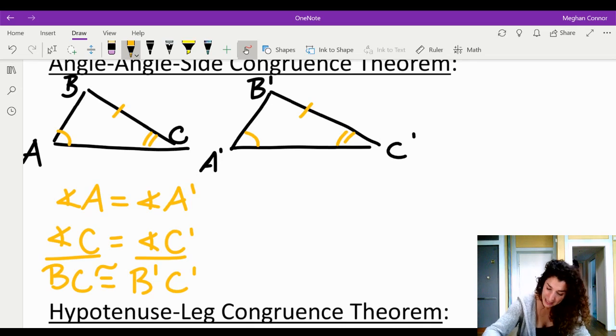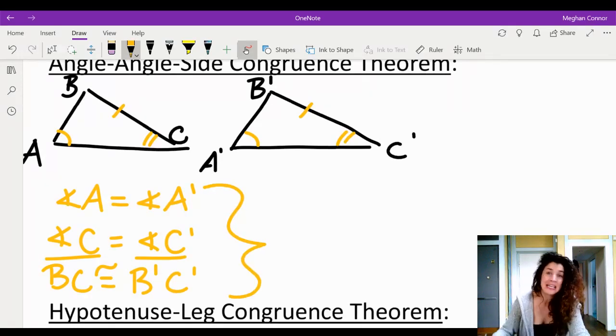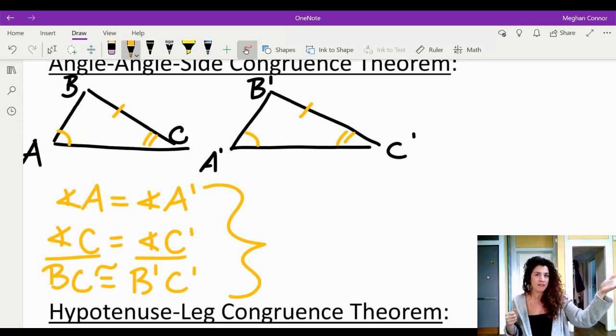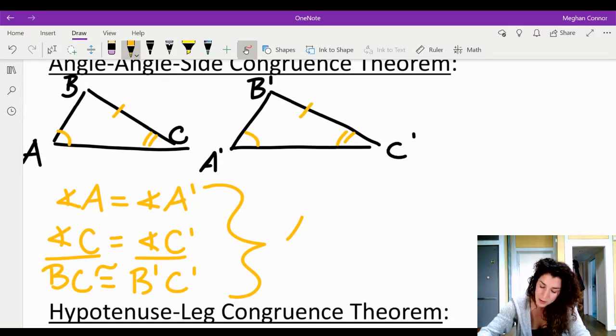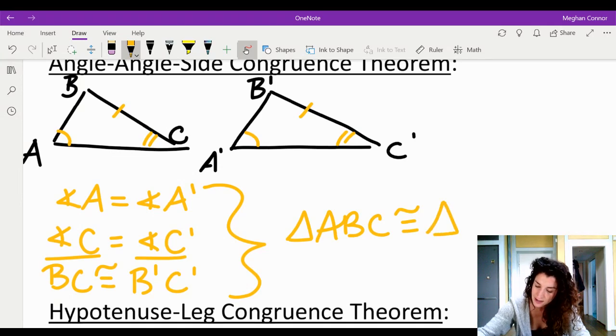Once you have said all of those in your proof, very specifically, not just implied, like, oh, well, it bisects, so obviously these guys are equal, or, oh, it's an isosceles triangle, so obviously these sides are equal. You have to state it. Once you've said all three of these pieces very specifically in your proof, then you can say that the triangles are equal or congruent, which is the same thing.